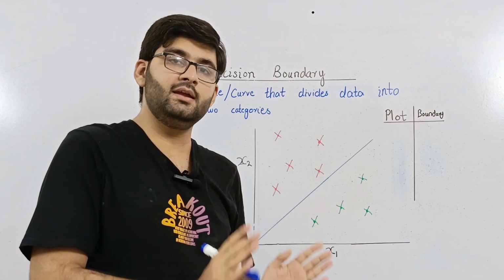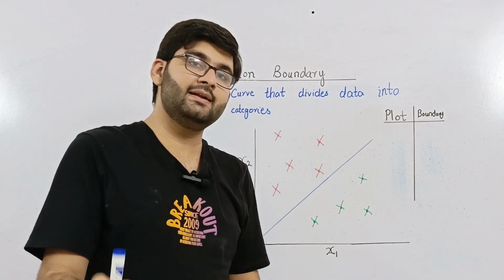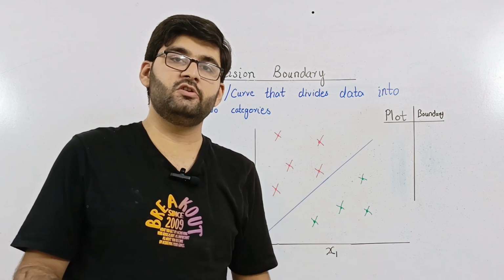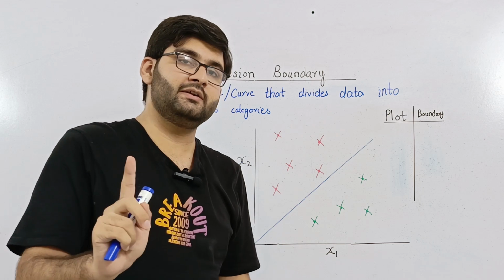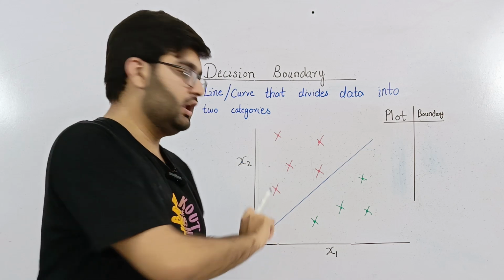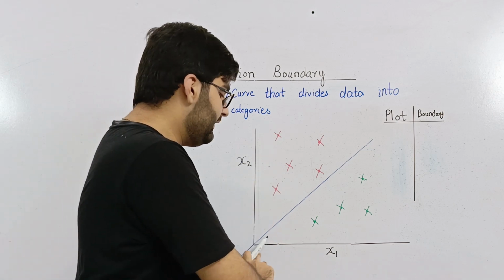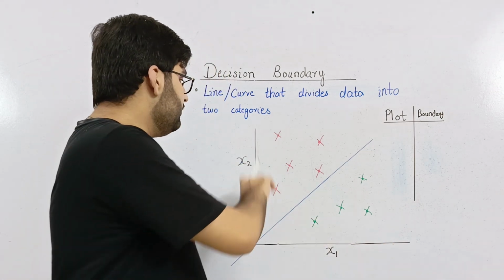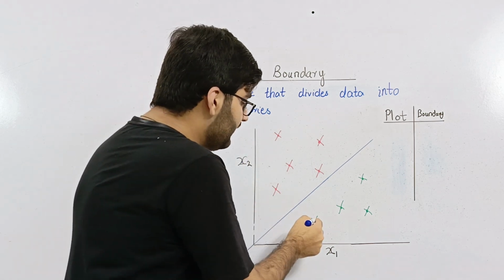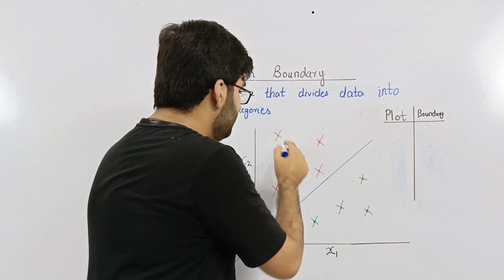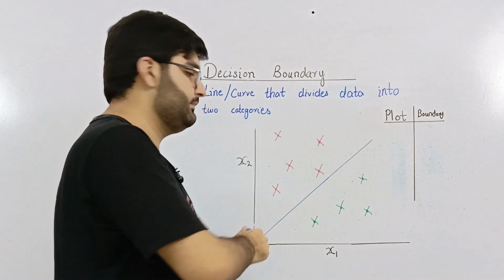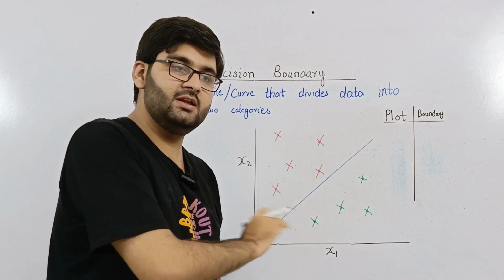Decision boundary is a line or a curve that divides a data set into two categories. Suppose we are doing binary classification using a data set of two predictor variables, which are x1 and x2. So first of all, we plot both predictor variables, one on the horizontal x-axis, the other one on the vertical y-axis. So when we plot the data, these are the points present in the data set. After that, we have this blue line here.